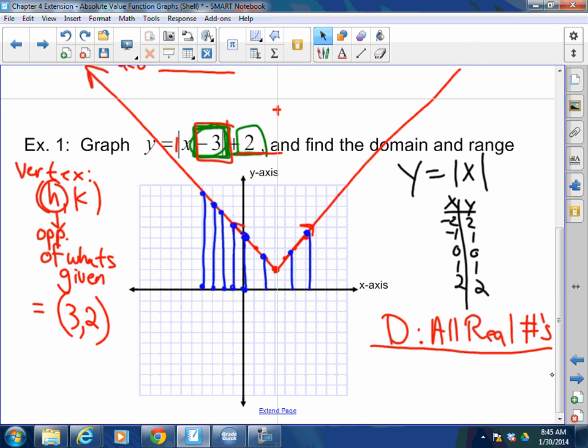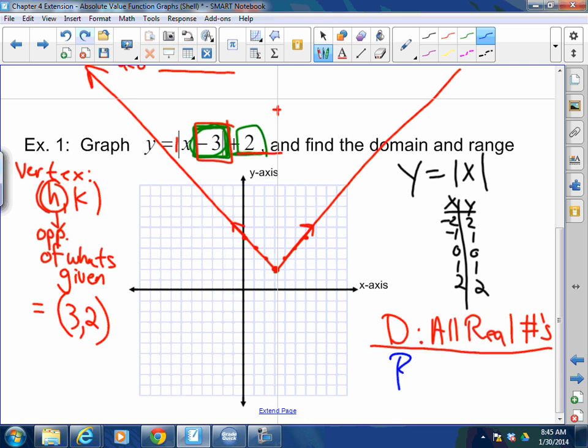Now, the range. The range is a little bit different, okay? The range, if you remember, are the possible y values. Well, the range is really easy to look at. The range is talking about the up and down values, the y-axis. So let's look at this graph. What is the lowest y value for this graph? Is there a y value here at 0? Is there a y value when y is 1? Is there an x value when y is 2? So what is the lowest y value? 2.